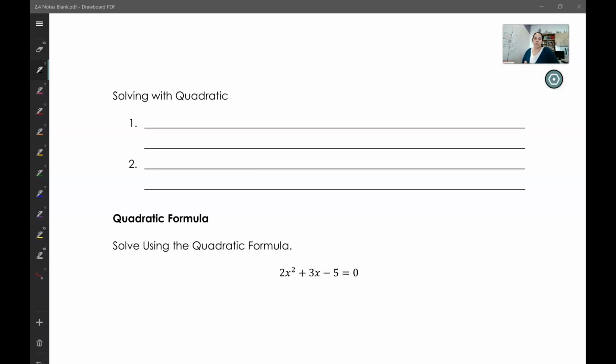Okay, welcome to lesson 2.4b. In this lesson, we're going to solve quadratics using the quadratic formula.